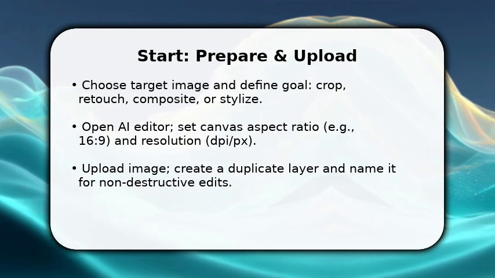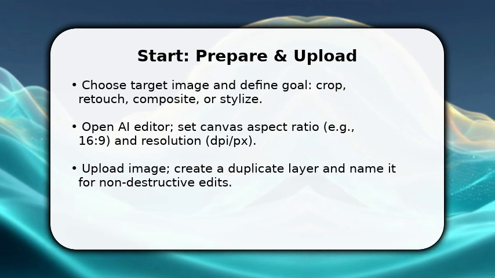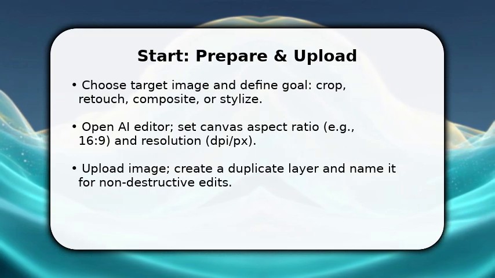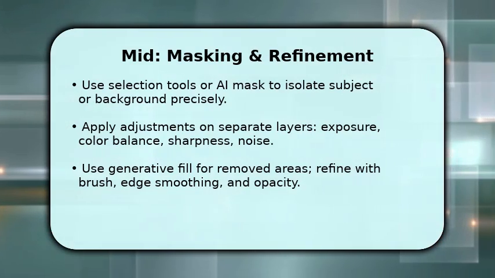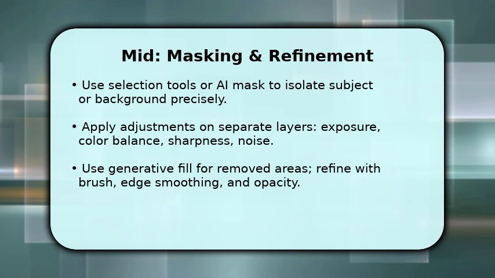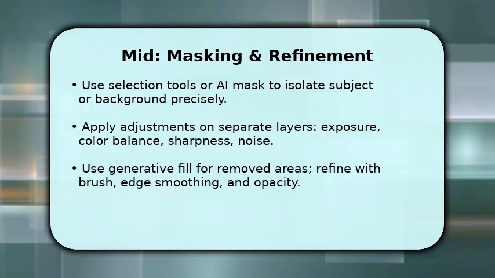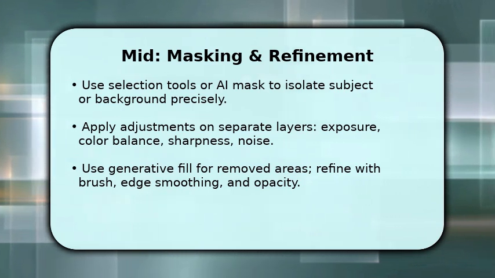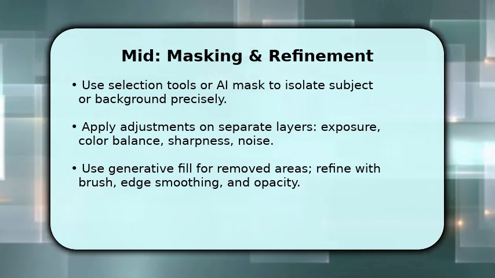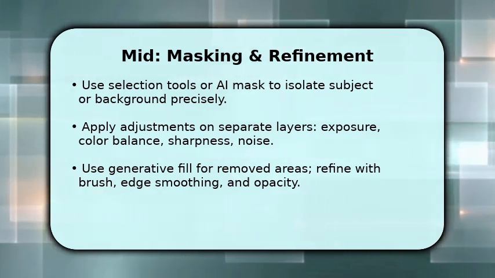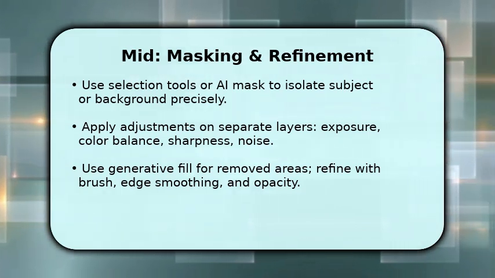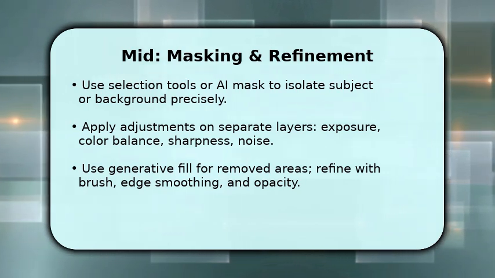These steps save time and prevent lost work, and they let the AI suggest edits based on the exact image and intended output. Now you focus on precise control. Use AI-assisted masks or manual selection to isolate the subject, because accurate masks determine realistic results. Apply adjustments on separate adjustment layers, exposure, color balance, and localized sharpening, so you can tweak intensity without damaging pixels. When you remove or extend areas, use generative fill to synthesize content, and then refine edges with a soft brush and opacity fades for natural blends.